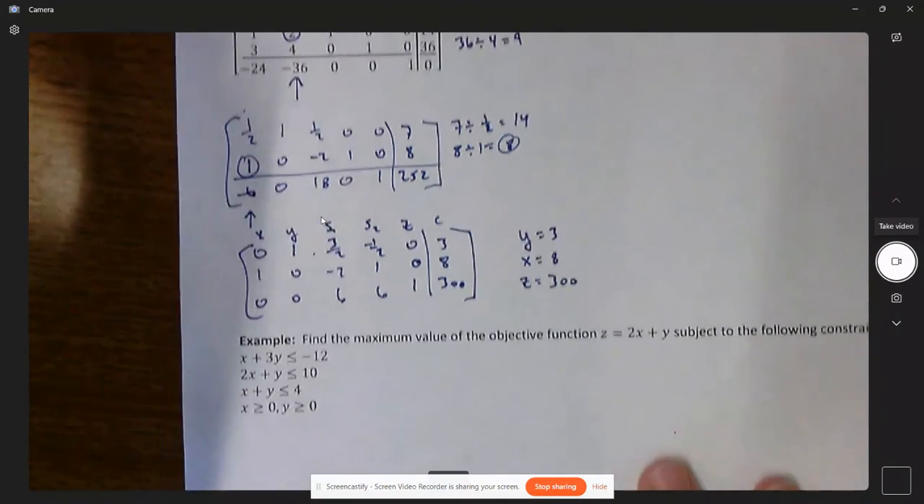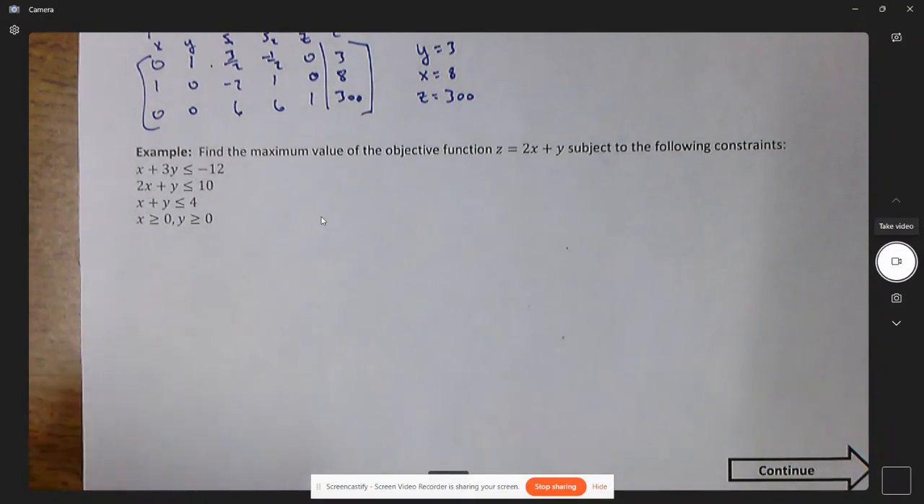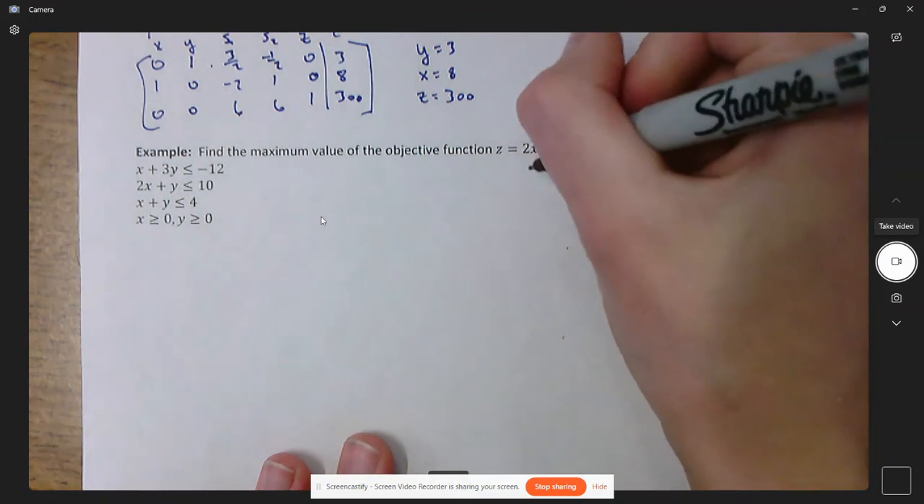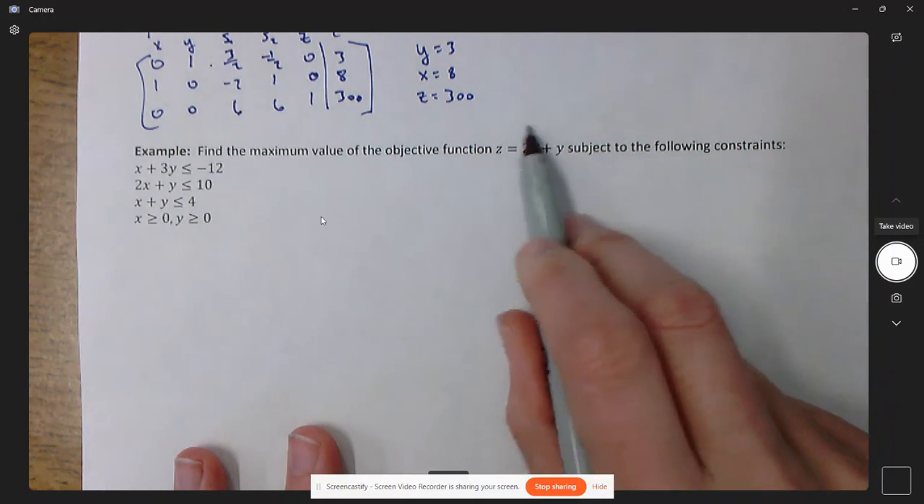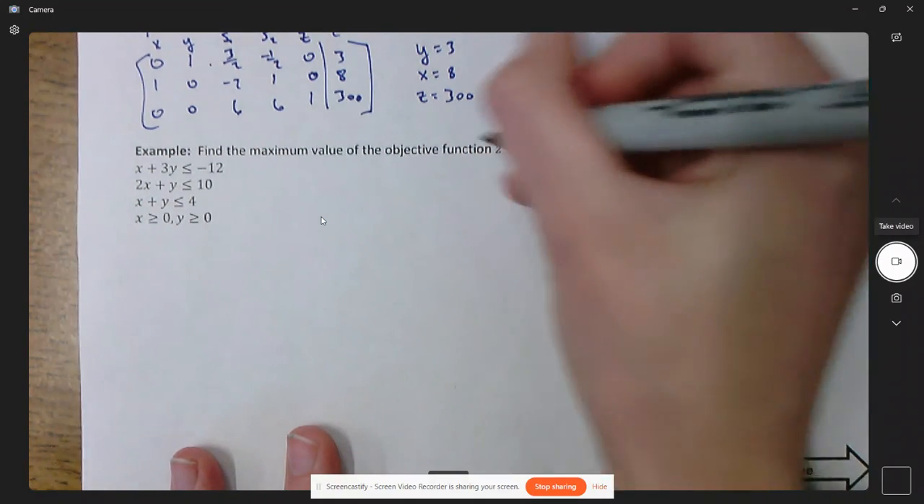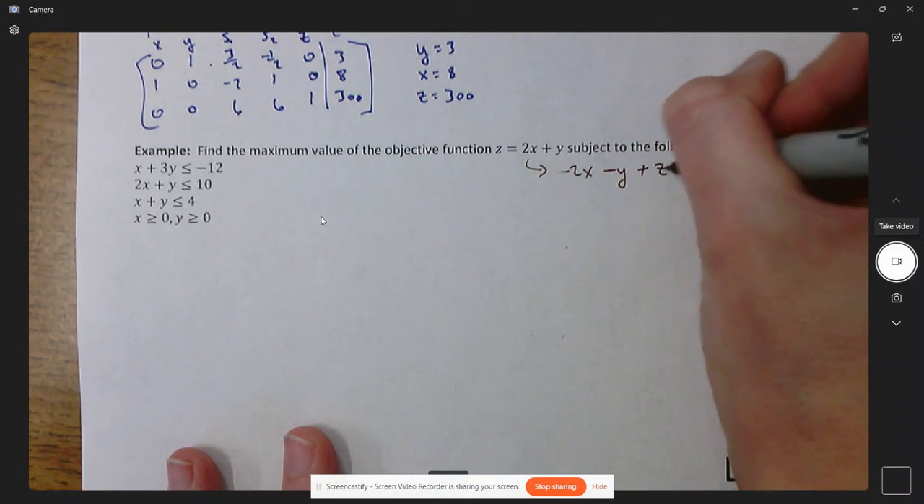All right, cool. One more example. We'll run through this one more time. Okay, so with this one, we've already got all our equations written. So we're going to start by reworking our objective function. So I want to get it so that all of these are on one side. So I'm going to bring these guys over. That's going to be -2x minus y plus z equals 0.